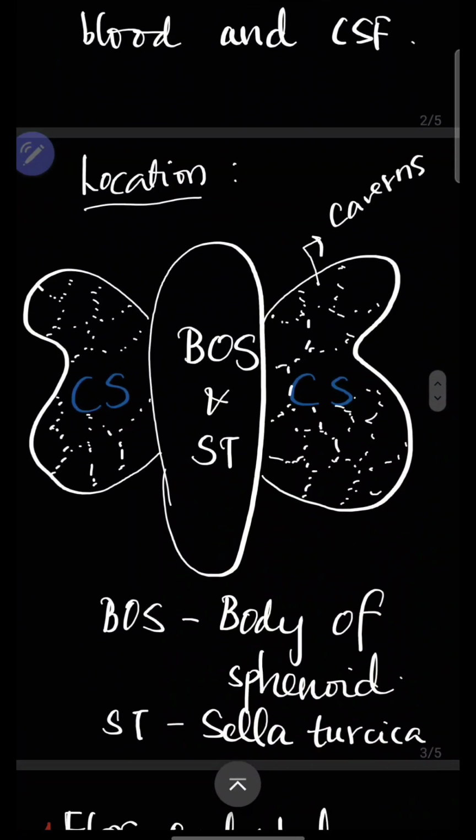So now we will see the location of the cavernous sinus. The cavernous sinus is a large venous space which is situated on either side of the body of the sphenoid and sella turcica in the middle cranial fossa. Its interior is divided into a number of small spaces called caverns by trabeculae.